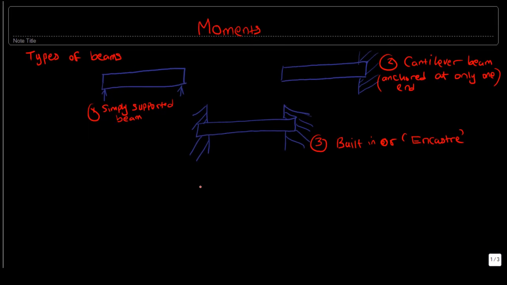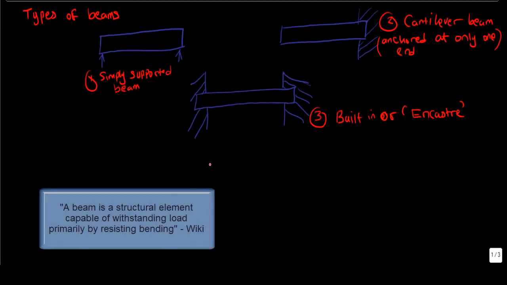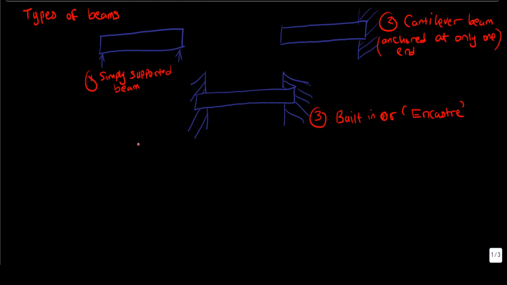And so, what is a beam? Now, a beam is a structural engineering element capable of withstanding load primarily by resisting bending. And on the screen here I have a sketch of three types of beams that you might come across if you're studying civil engineering or mechanical engineering, especially if you're studying civil engineering.